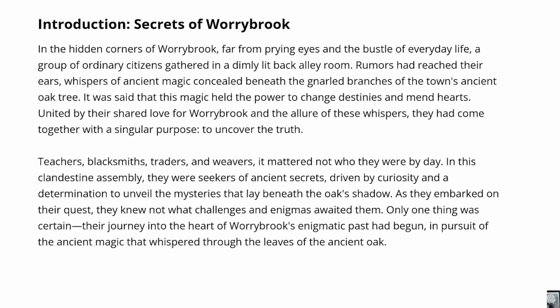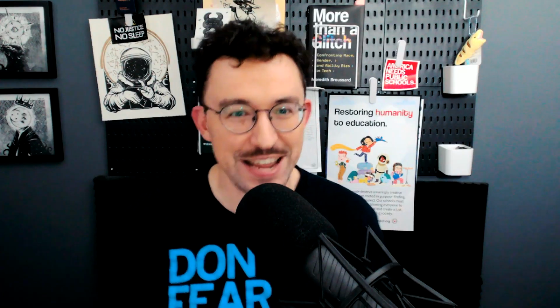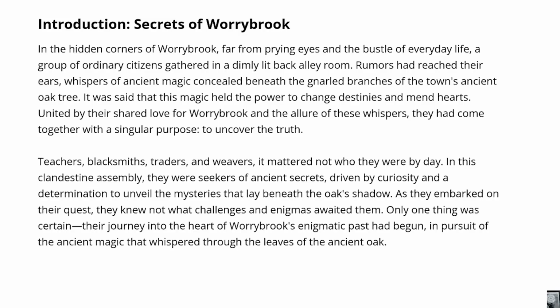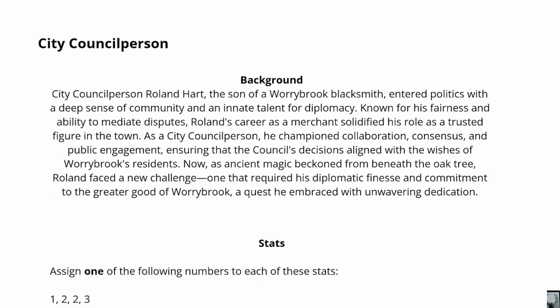I use ChatGPT extensively to make this work. We're in the city of Worrybrook, and the idea of Worrybrook is that there's an ancient tree, again retcon to make this make sense, an ancient tree with magical powers. At the same time, there's also some shady, corrupted stuff going on in government, and somehow those two things are tied together.